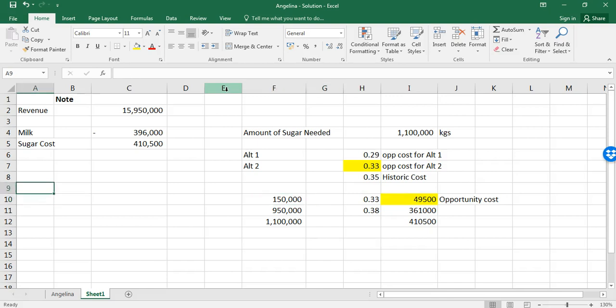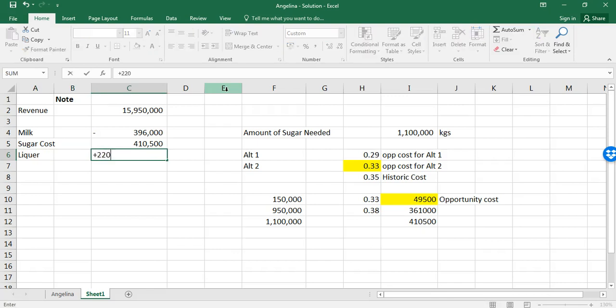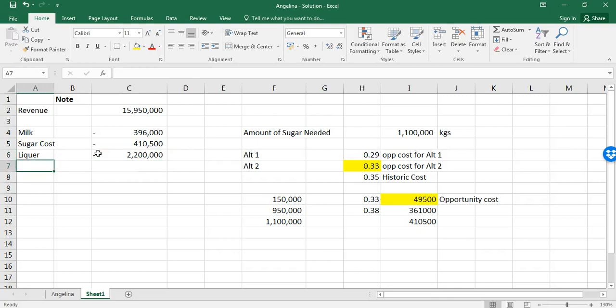So putting this line item in then, we're going to need liqueur of 2.2 million times 0.1 of a litre per box times 10. And of course both of them should be minuses because they're costs, and I'll put a minus in there as well. So that's a significant cost in the overall context so far, 2.2 million for the liqueur element of the chocolate.